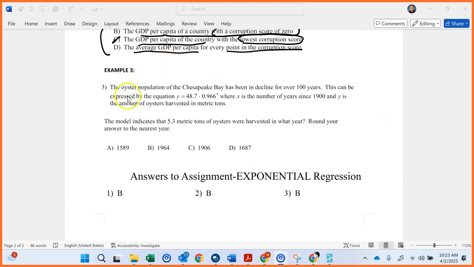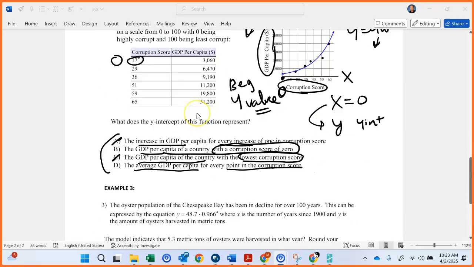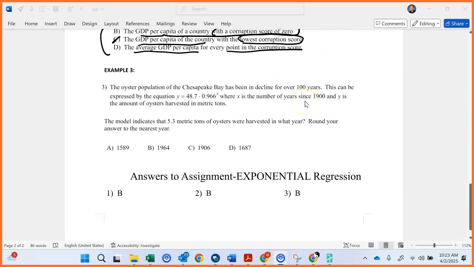Okay, so example number 3, if you've had a chance to read through it, again, it doesn't give us any tables or graphs, but it gives us the function or the equation that models it. And I guess it's still referring to the information above. So it gives us that same equation we already saw. And it tells us that x is the number of years since 1900, and then y is the amount of oysters. So the model indicates that 5.3 metric tons of oysters were harvested in what year?